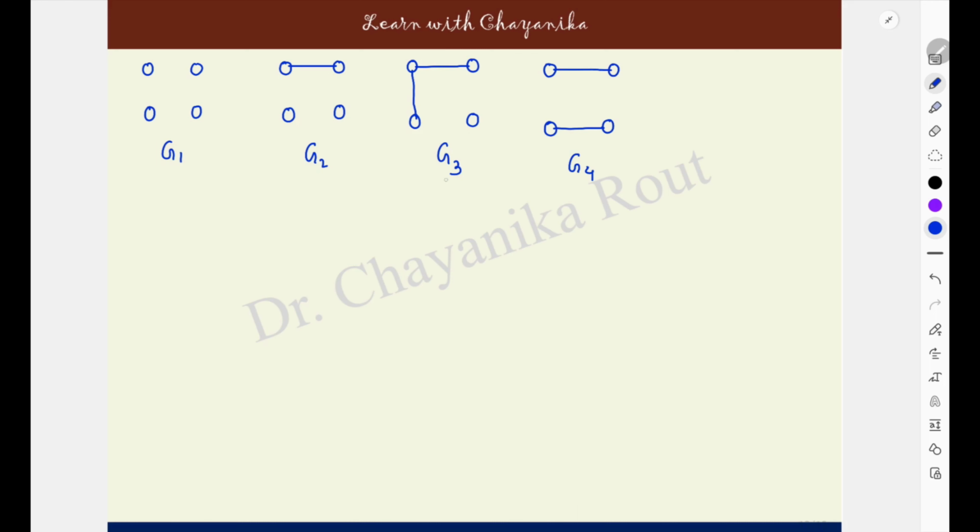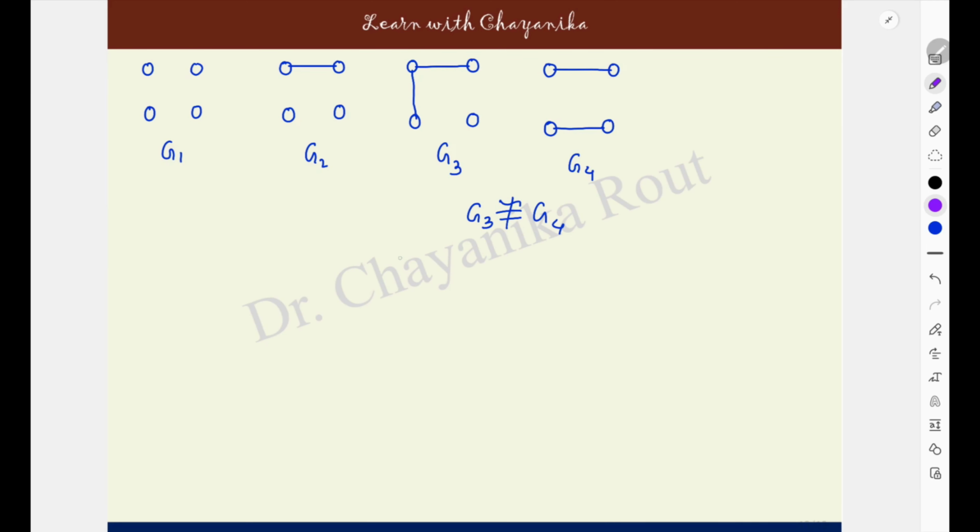See, are G3 and G4 isomorphic graphs? No. G3 is non-isomorphic to G4. Although their order and size are the same, they are non-isomorphic because I have a very simple reason. In G3 I have a vertex of degree 2, this is a vertex of degree 2, but in G4 there is no vertex of degree 2, there are all 4 pendant vertices. So definitely the degree sequence doesn't match.